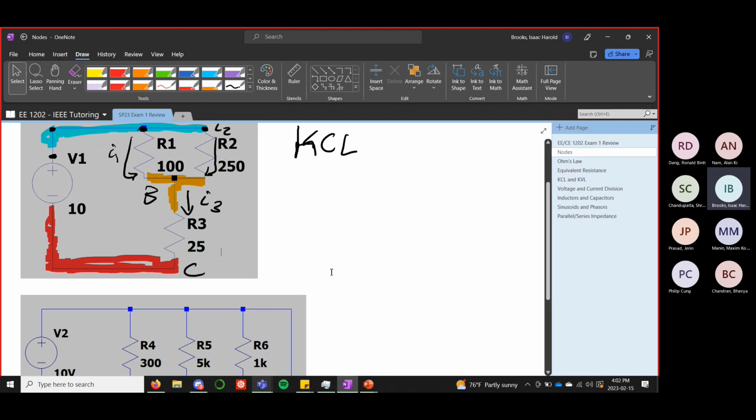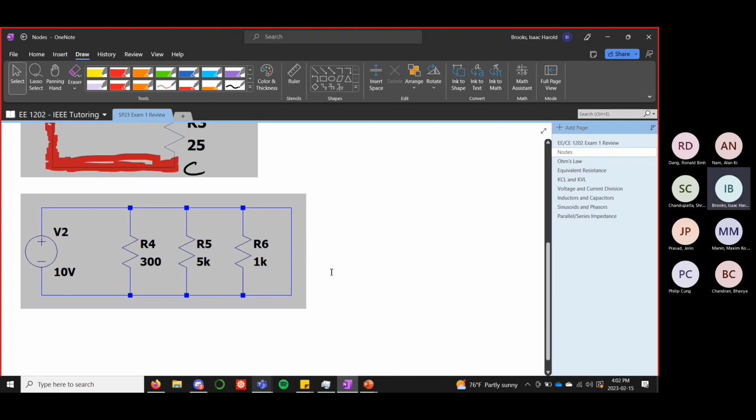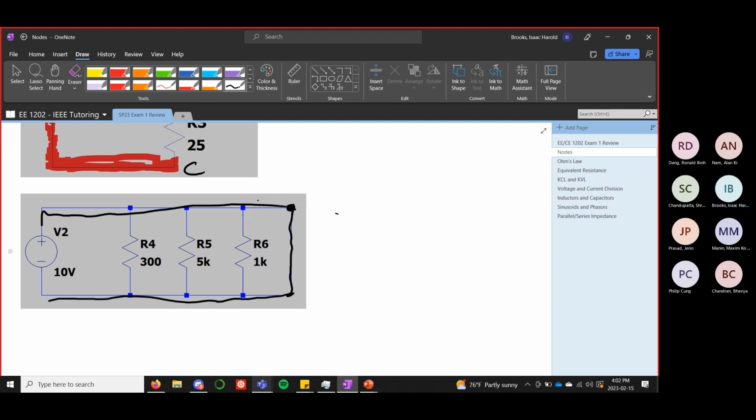But okay, let's do another example. How many nodes does this circuit have? One, two? It's one. It's kind of a trick question, isn't it? Yeah. Because we have this short here, that's saying that this bit is in the same node as this bit. This is all the same node. This is all the same node. It's just one node. So this is not good in real life because this 10 volts would be shorted.